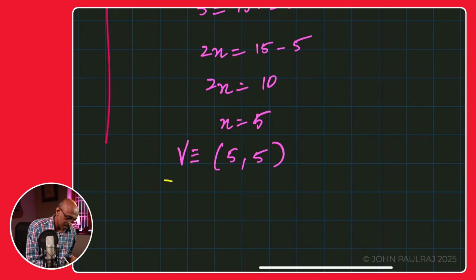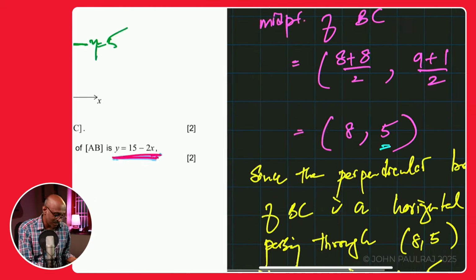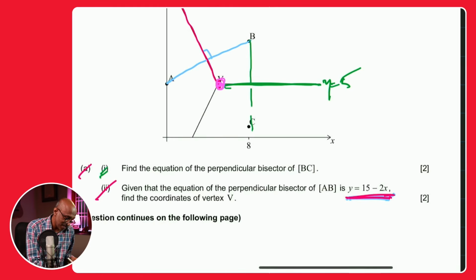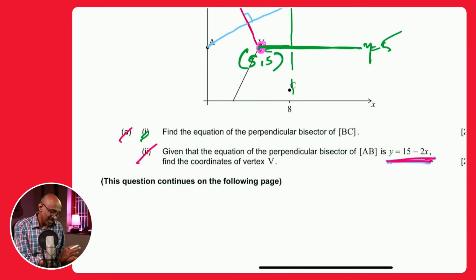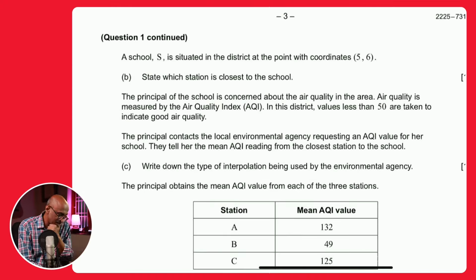We already started with y equals 5, so it's obvious that the y coordinate must be 5, and we also know that v lies on this line also, right? So where y is equal to 5, the coordinates of v are 5, 5. Clear? Too many annotations, that's why I keep erasing it every now and then. So if you have to go back and check, as I said, pause the video, rewind it and check. That completes part A.